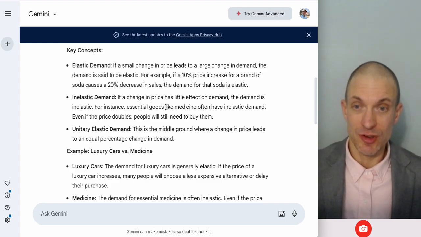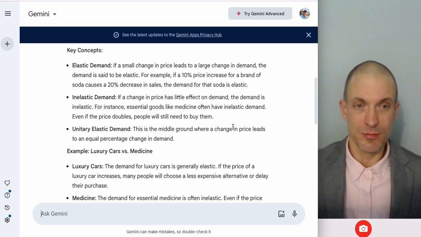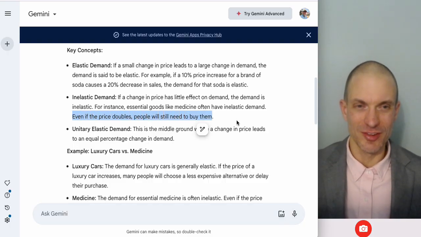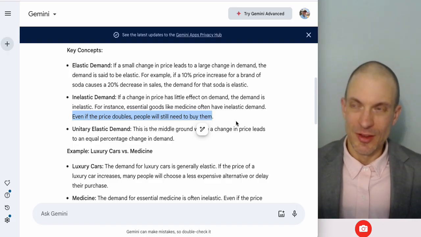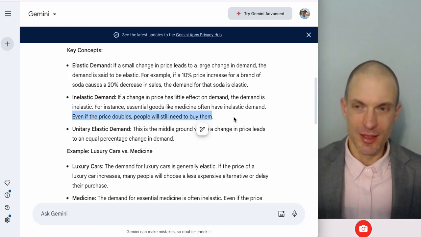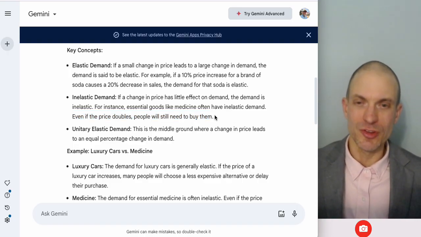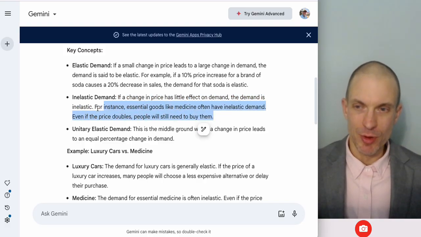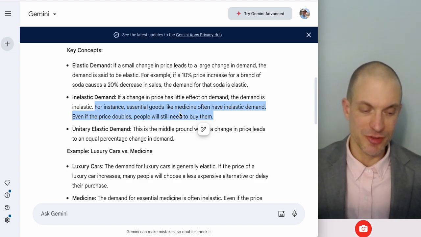Inelastic demand: if a change in price has little effect on demand, the demand is inelastic. So for essential goods like medicine, even if the price doubles, people still need to buy them. Sure, yeah, though it doesn't necessarily need to be doubling. And this isn't wrong, but this isn't the best way to explain or to give an example for inelastic demand or to even explain how the price concept works.